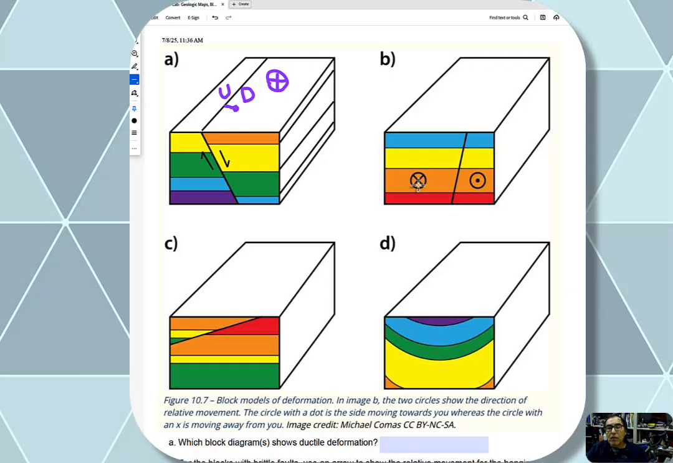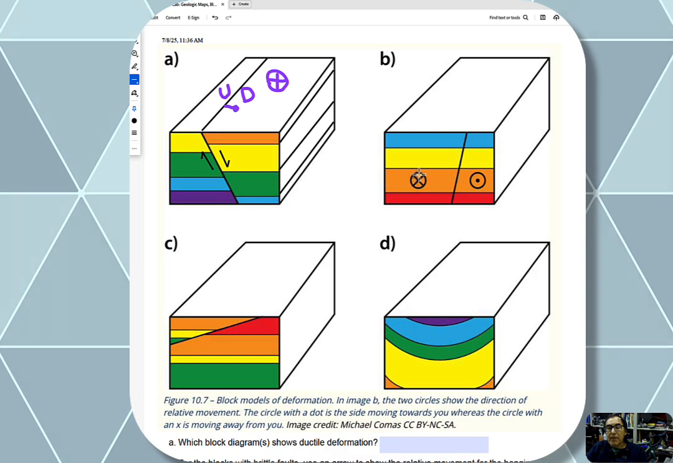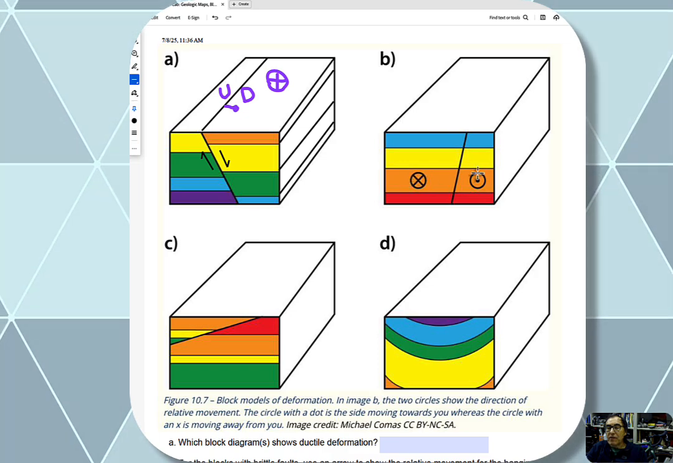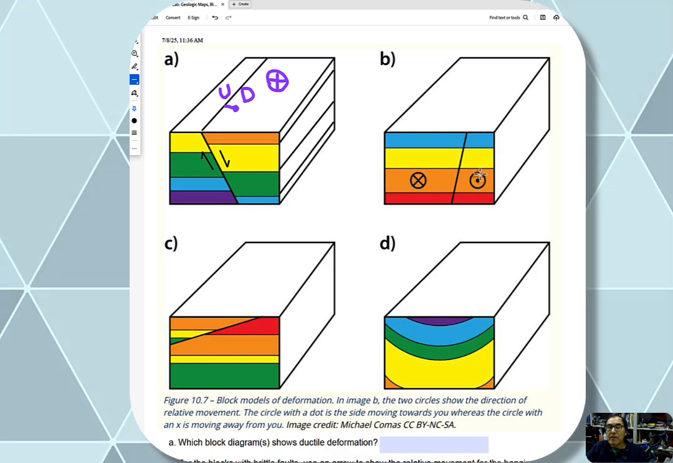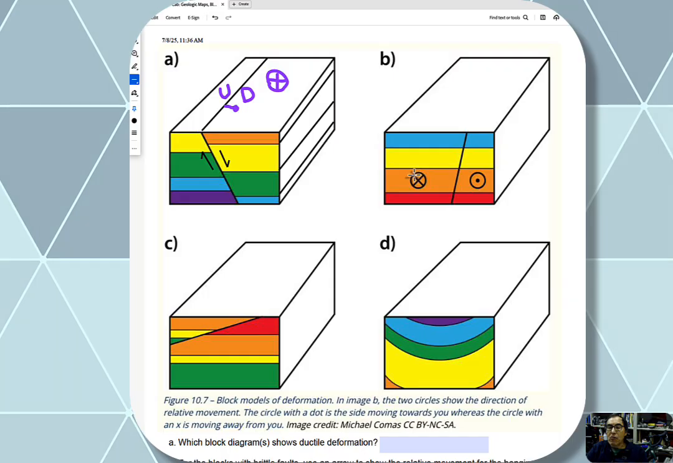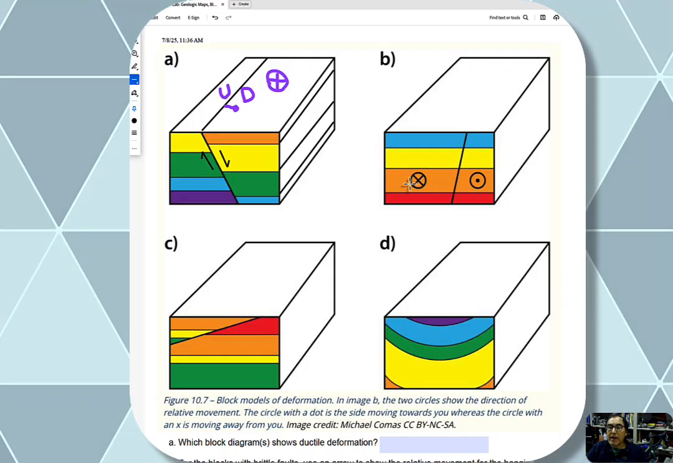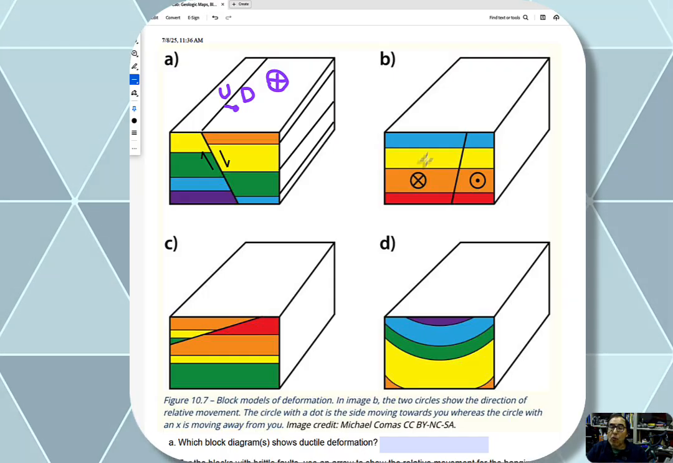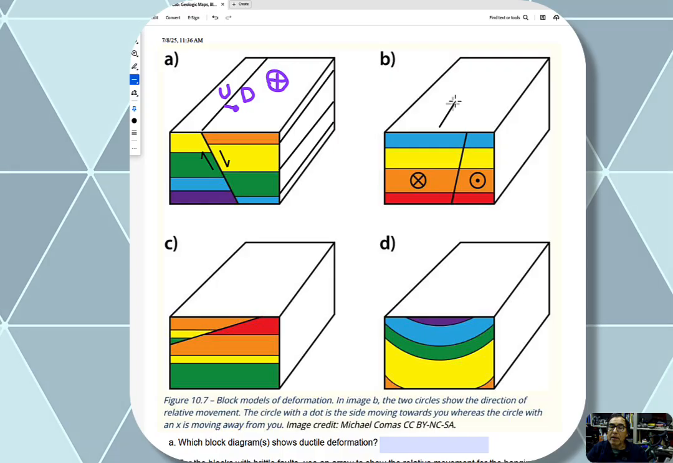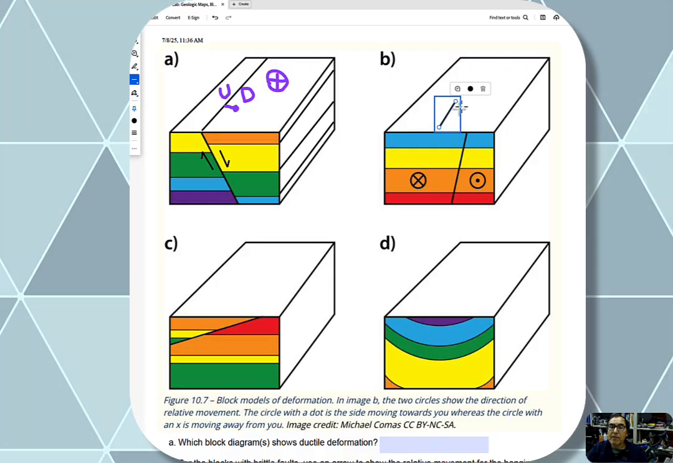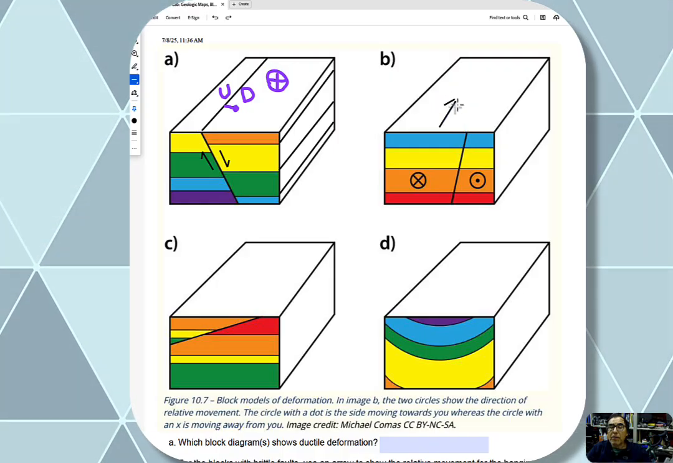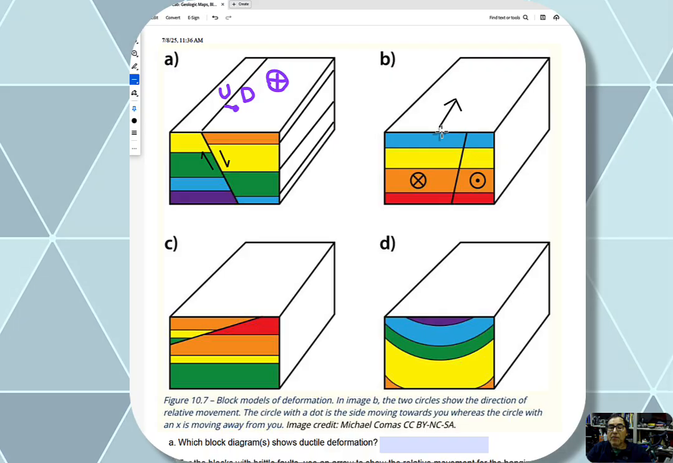When you get to letter B here, these are the sort of engineering symbols. This is supposed to be like an arrow, this is the feathers of an arrow, which means that this block is moving away from you. It's moving that way, right? This block, oops. So if we could draw an arrow here, that block is moving this way.